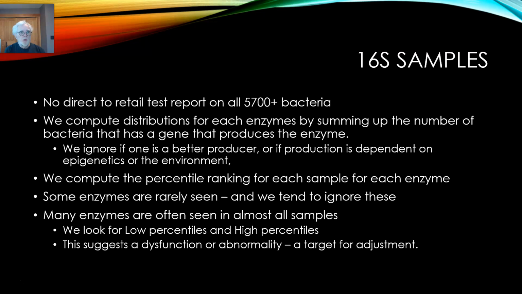What we do is we compute distributions for each enzyme from all the people who have uploaded samples to us, and we sum up the number of bacteria that have a particular gene that produces a particular enzyme. So we go through all of the thousands of samples, we compute that out, and we end up with a distribution, if you wish, a bell curve, or hopefully a bell curve, of what the numbers are.